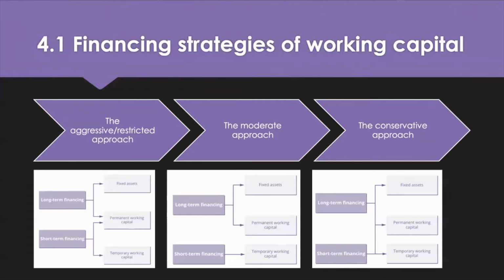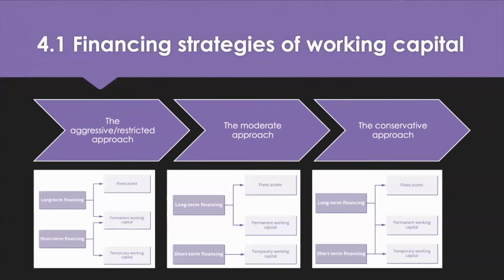Now, the moderate approach in the middle is the middle ground between the aggressive and the conservative approach. This approach is known as the matching or hedging approach because it's matching your assets and liabilities to maturities. And these maturities, in finance terms, mean the maturity date that the final payment is due on a loan or a financial instrument.